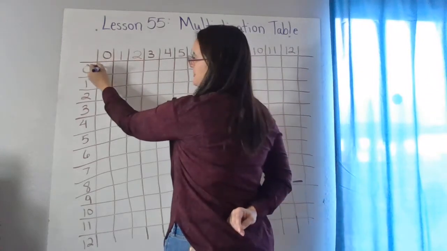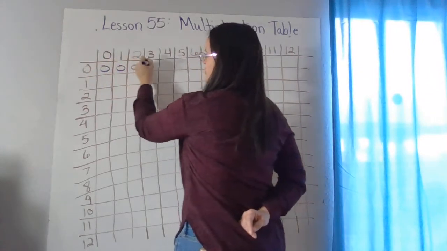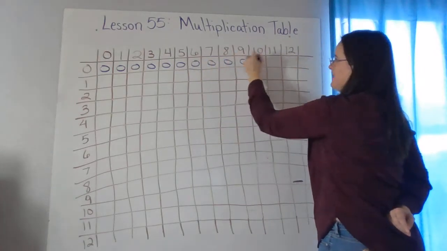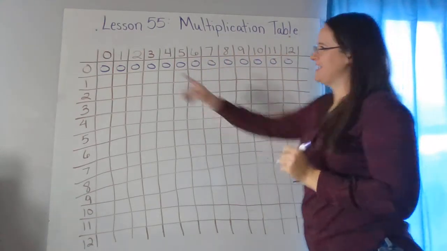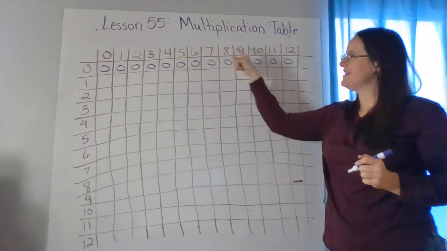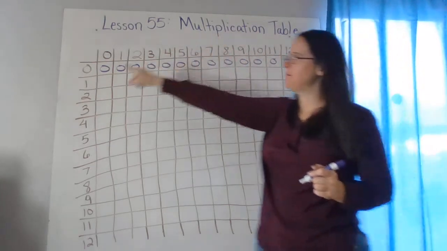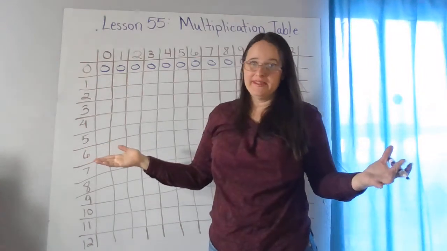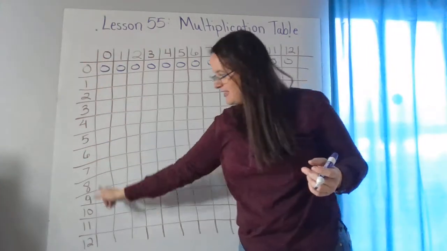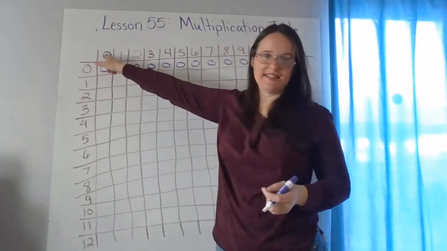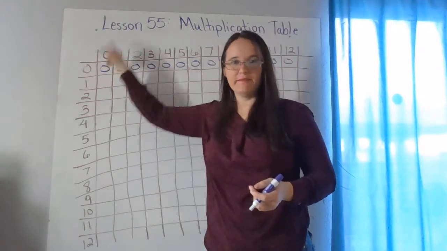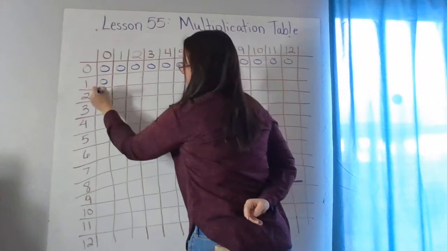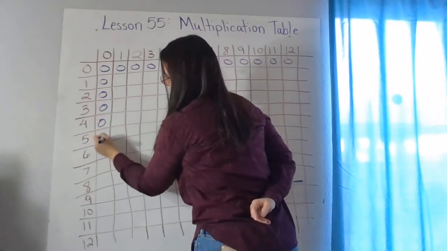So on this multiplication table, I can just go across and fill in all my zeros because it doesn't matter what this number is, I'm multiplying it times 0. So it's 0. And then I can do the same thing down here because this is a 0. Doesn't matter what these numbers are, I'm multiplying it times 0. So my answer is 0.